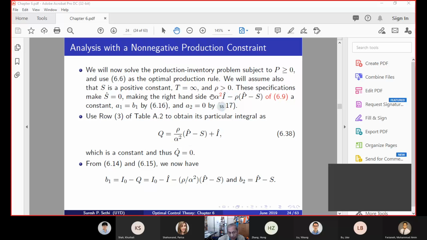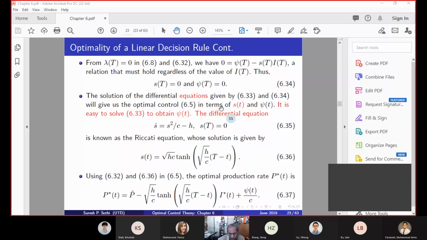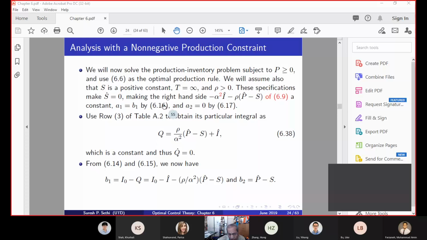And I'll assume rho bigger than 0. In order to make my life simple, I'm going to assume that demand is constant. Okay? And when the demand is constant, we have to go back all the way to our formulation of 6.9.